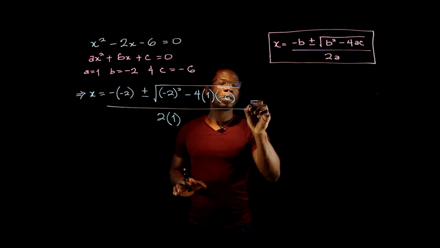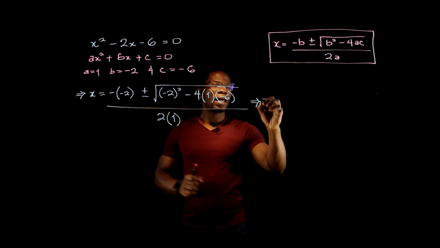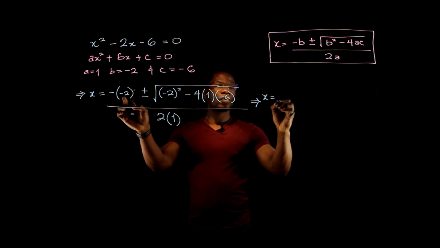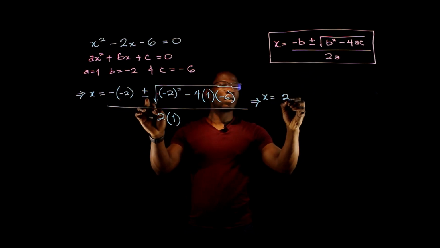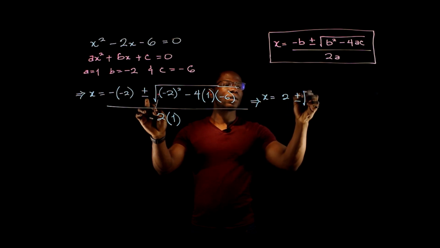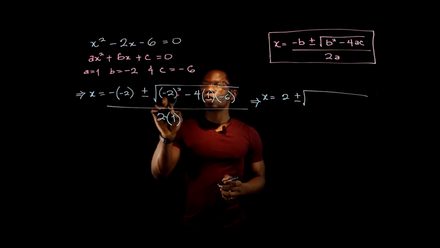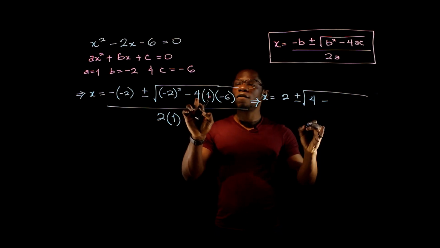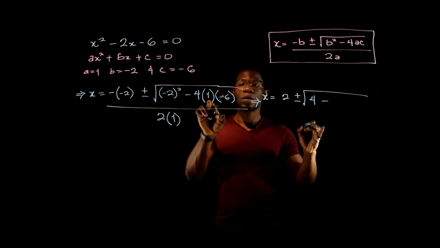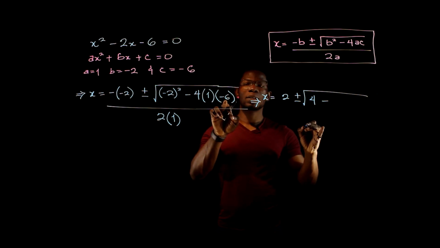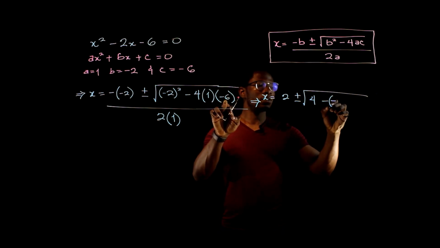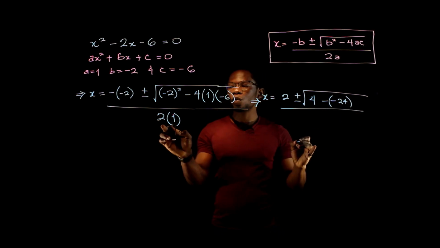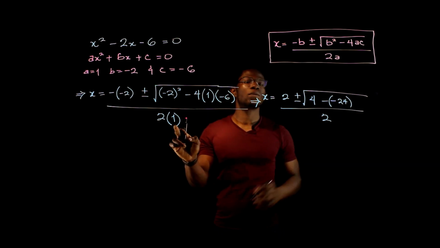So this becomes x is equal to minus times minus 2 becomes plus 2, plus or minus the square root of 2 squared, which is equal to 4, minus 4 multiplied by 1, which is equal to 4, and 4 multiplied by minus 6 is equal to minus 24, all divided by 2 multiplied by 1, which is 2.